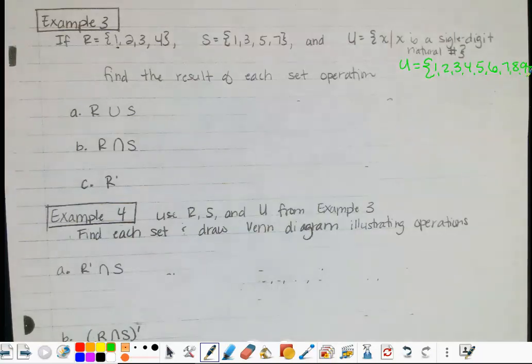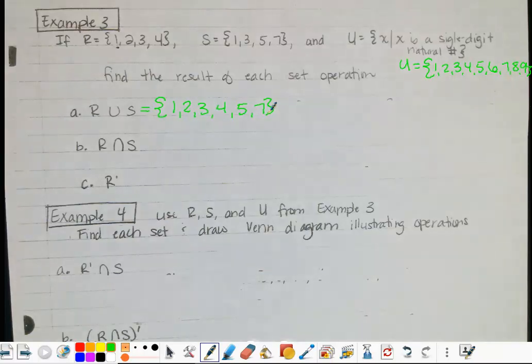What's this first one? R union S. What does union mean? Everything that's together. You put everything together. Yes, it is. Okay, so R union S equals set. Well, R's got 1, 2, 3, 4. S has 1, 3, 5, 7. So 1, 2, 3, 4, 5, 7. And close your set. Nicely done.